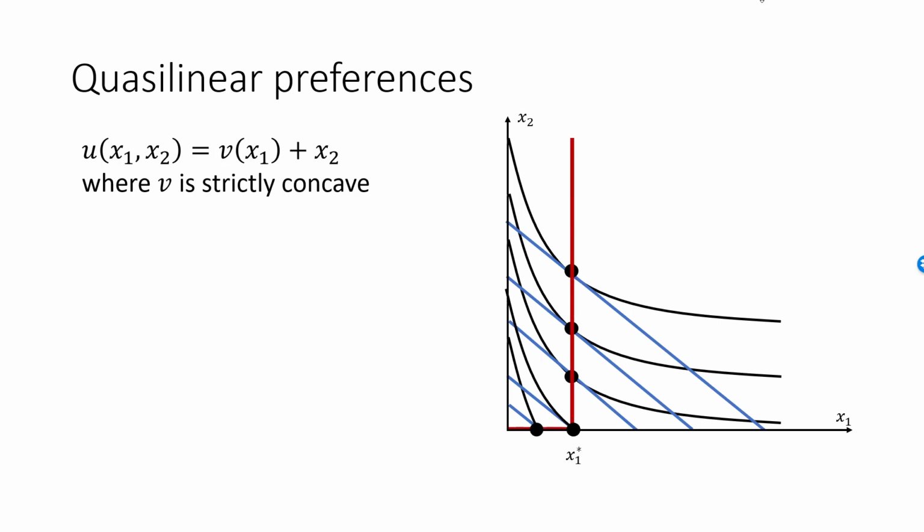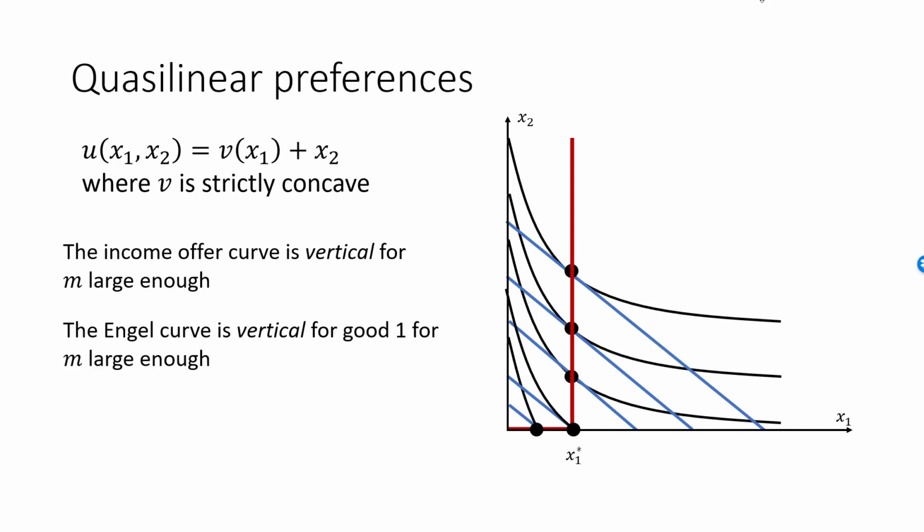Tracing out all of the optimal bundles for various levels of income, we get the following red income offer curve. We see that the income offer curve is vertical if m is large enough so that I can afford x1 star units of good 1.